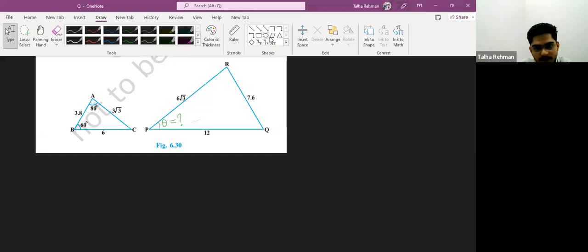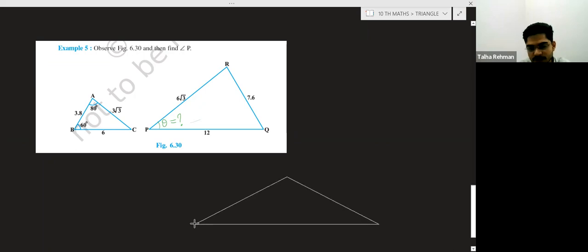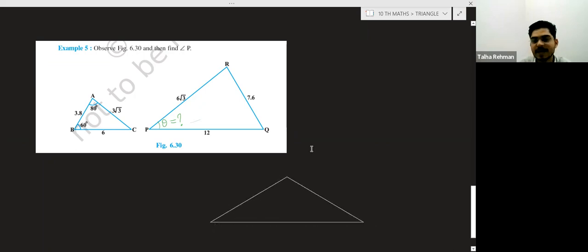Just a minute. I have just rotated this triangle 180 degrees. I know this is not the exact shape of the triangle, but I want to tell you what will happen. When you rotate it 180 degrees, this Q will be here, this P will be here and this R will be here. So your QP will remain 12, but this will be changed. This is 7.6 and this is 6√3. Got it?